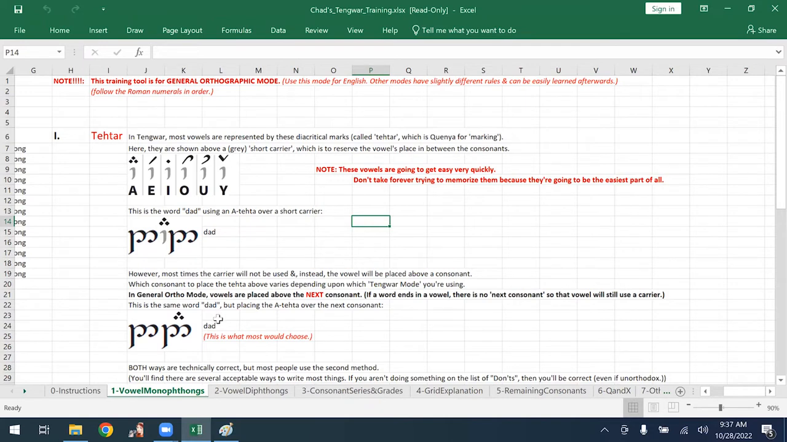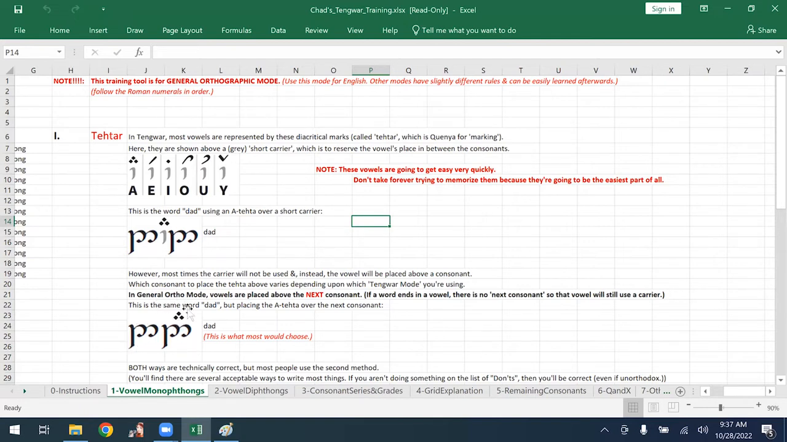Now, if a word ends in a vowel, then there's no consonant, so you have to use the carrier. So a word that would end with an A, you'd have to do it this way. But since this word ends with a consonant, you just go D, A, D.